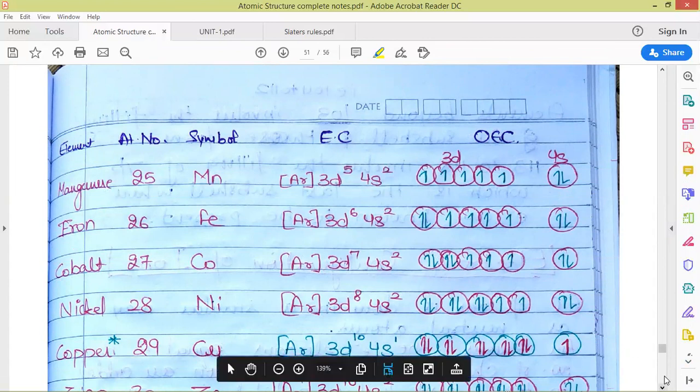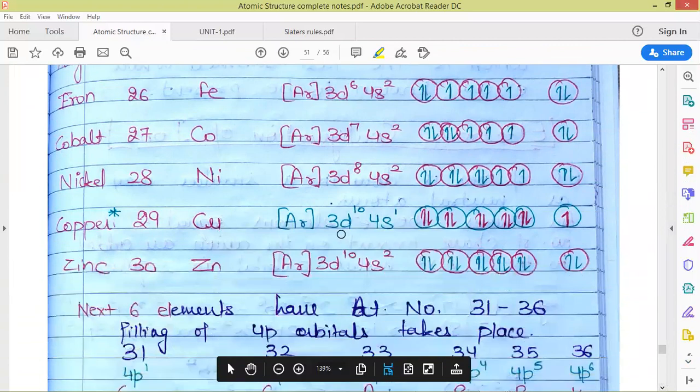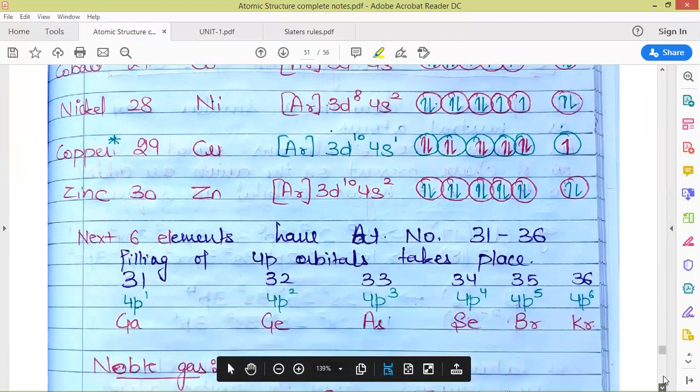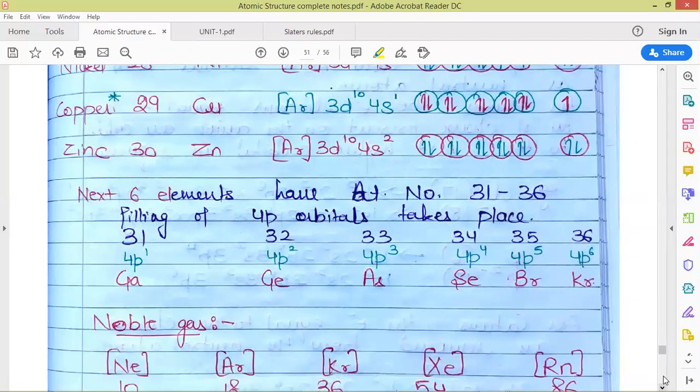The next exception we meet is copper, where again the expected configuration is 3d9, coming after nickel. The electronic configuration of nickel is 3d8 4s2, 8 electrons in the d orbitals and 2 electrons in 4s. Next should be 3d9 4s2. But actually what happens is one of the electrons from the 4s subshell jumps to the 3d subshell and we get the configuration of 3d10 4s1. The reason is again the same, but we'll discuss it a bit later.